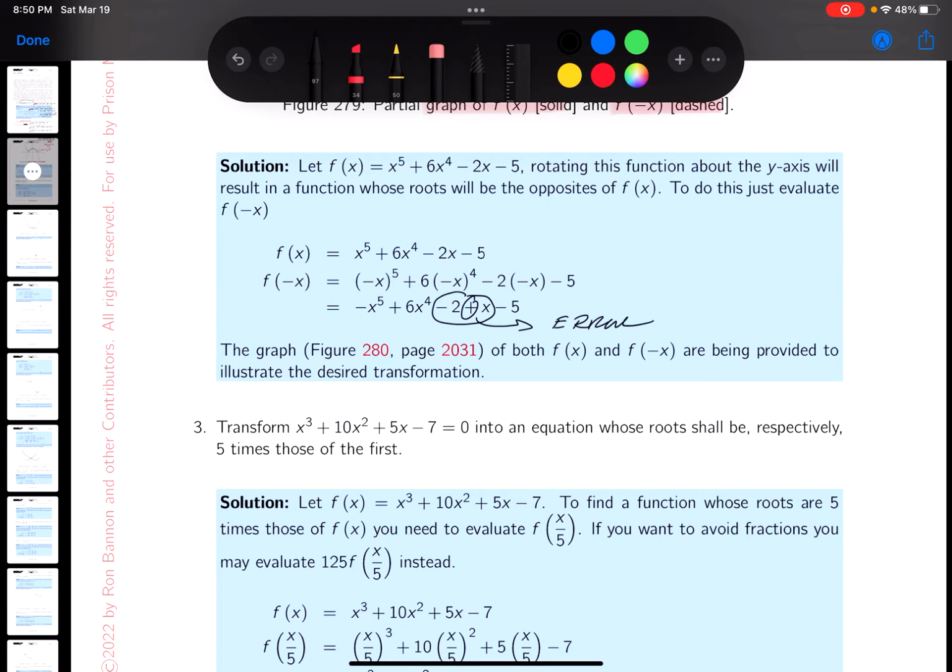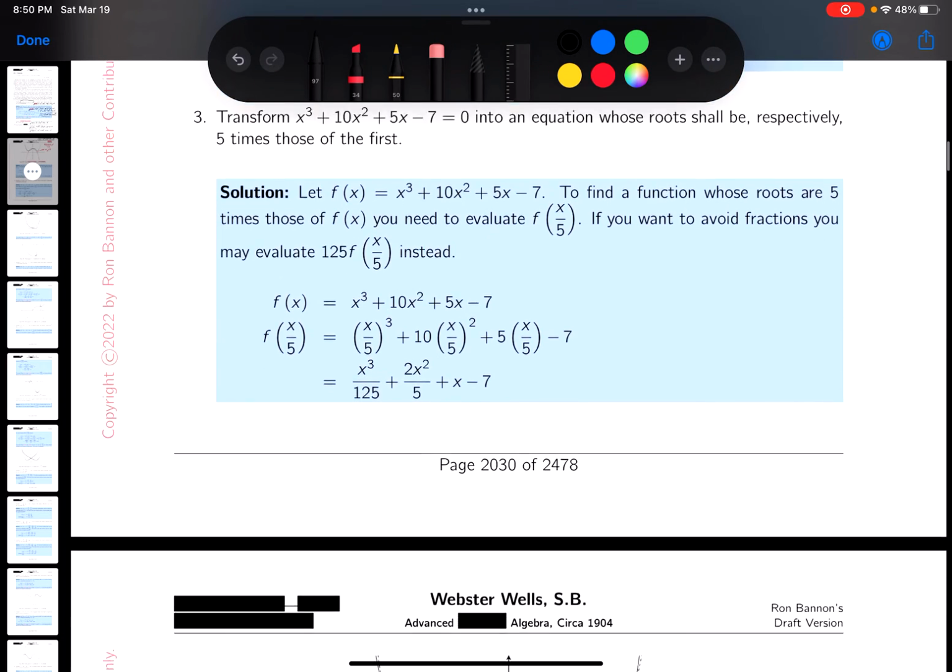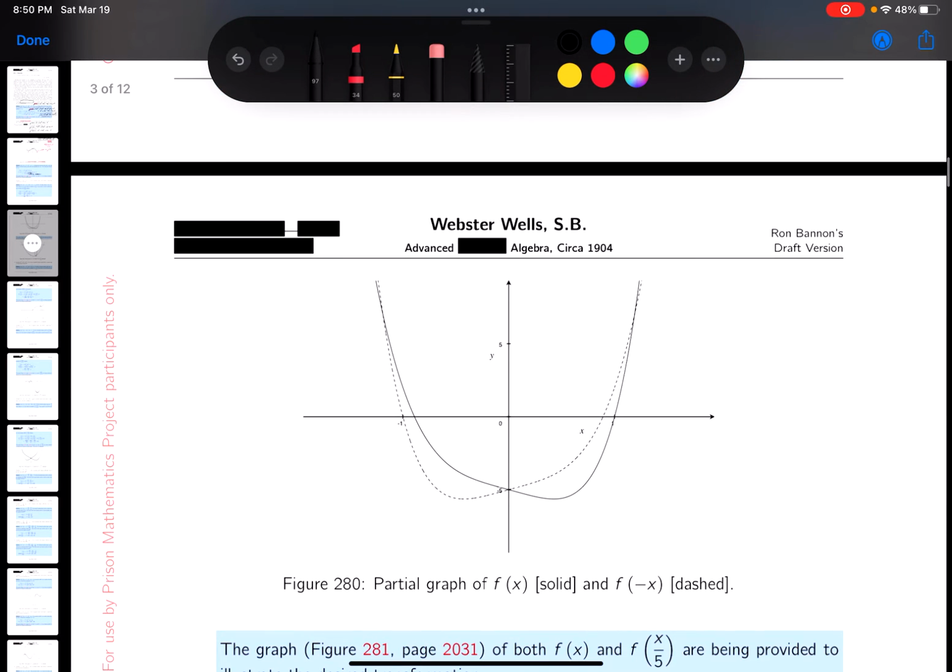It's figure 280 now. And let's look at figure 280. And again, I hope you realize that there are two curves there. One is a solid curve, that's f of x. And then I put the transformed curve down, and that's going to be the dashed one, f of minus x.